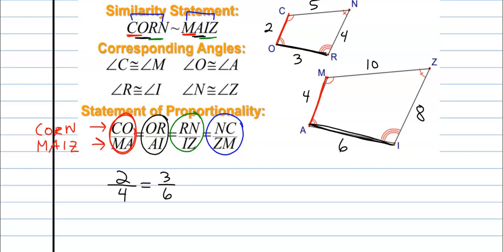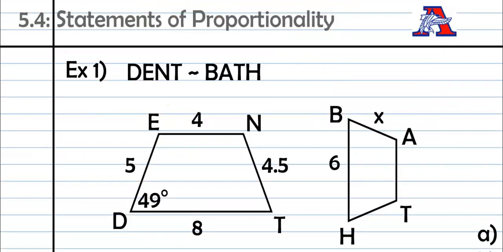So far, so good. If we keep going and we did RN and IZ, we would have 4 over 8. And yep, that's equal to a half. And then our last one, NC is 5, ZM is 10, and that's also 1/2. So a statement of proportionality looks like that. You can either use letters or numbers, depending on the situation, and you'll go between the two.